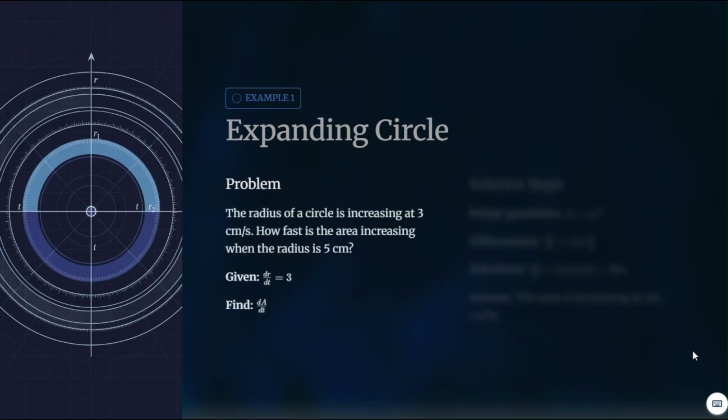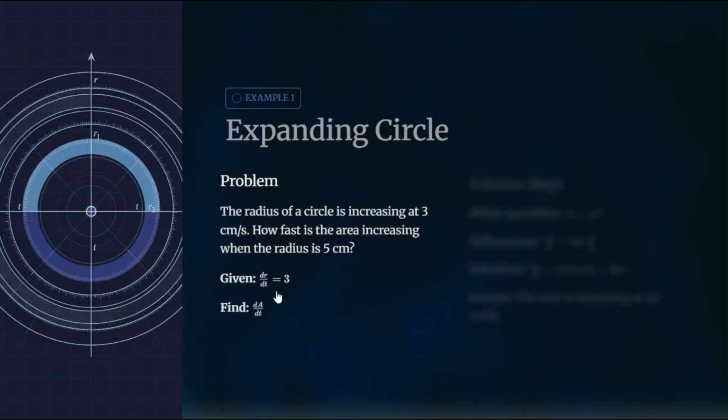Here's the first example. We have an expanding circle. The radius of a circle is increasing at 3 centimeters per second. How fast is the area increasing when the radius is 5 centimeters? So in this case, we're given the rate of change of the radius. So dr/dt is 3 centimeters per second. And we know that the radius is 5. And we're looking for how fast the area is increasing. So that will be the rate of change of the area with respect to time. So dA/dt.